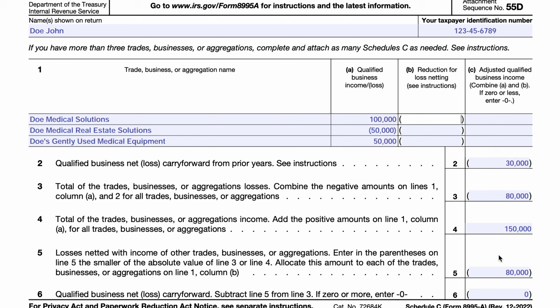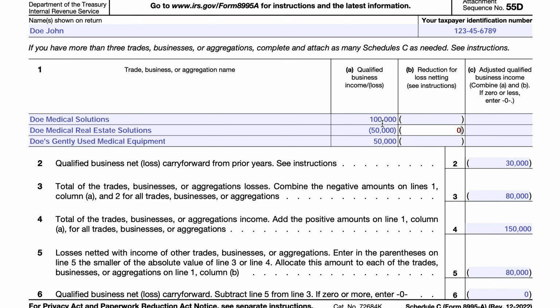So based on that, we're going to only apportion the line 5 amount amongst the businesses or the trades that have QBI. So this one right here, we would not add a loss because it's already generating a loss. And then 2/3 of this $80,000 would go to offset the medical solutions income, and then the remaining 1/3 would go to this gently used medical practice leasing company.